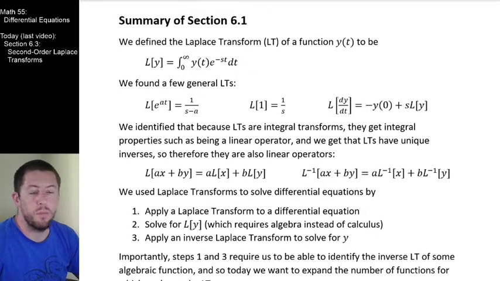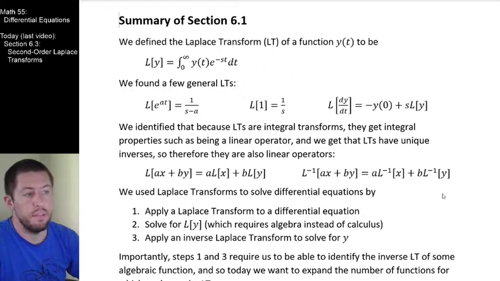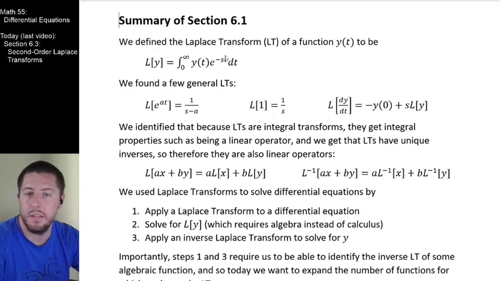In section 6.1, we explored a little bit, but we defined the Laplace transform of a function y to be the integral from 0 to infinity of y of t times e to the negative st dt. So this is in a sense making a comparison between this function and the exponential function. And we performed this operation to find a few general Laplace transforms.